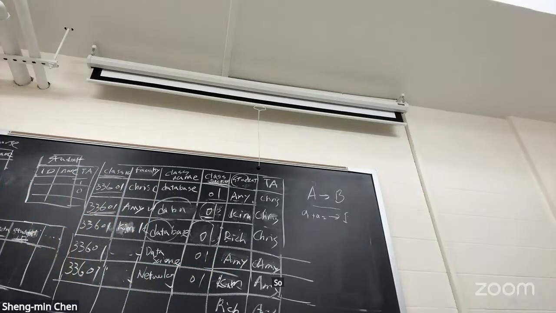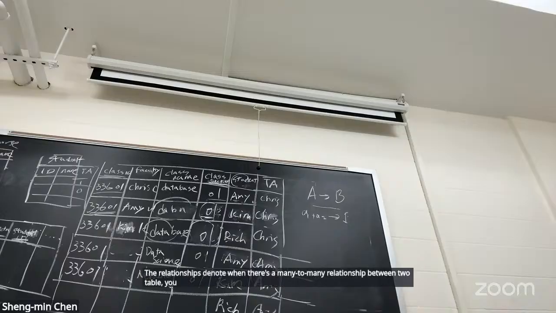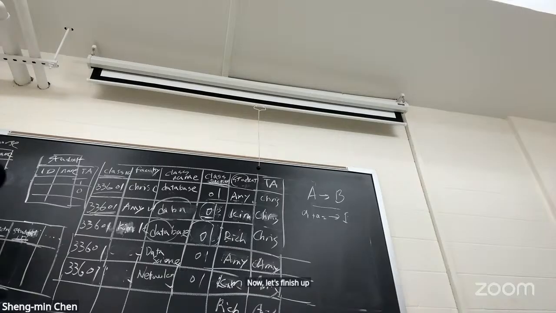But if you're moving on to second normal form, there's no many-to-many relationship. The relationship is denoted when there's a many-to-many relationship between two tables. You need to put another transitive table in here. Now, let's finish up with cardinality.